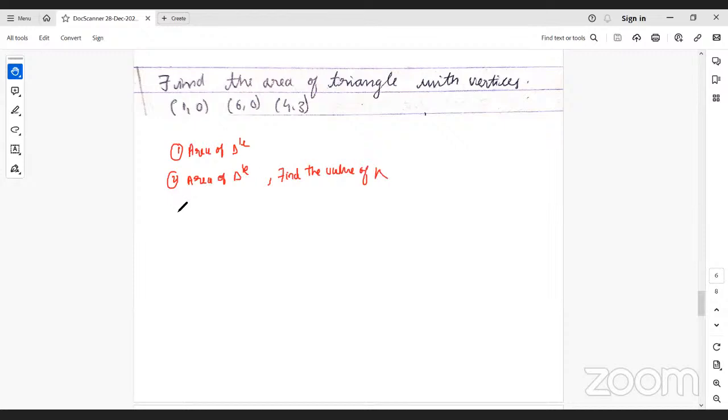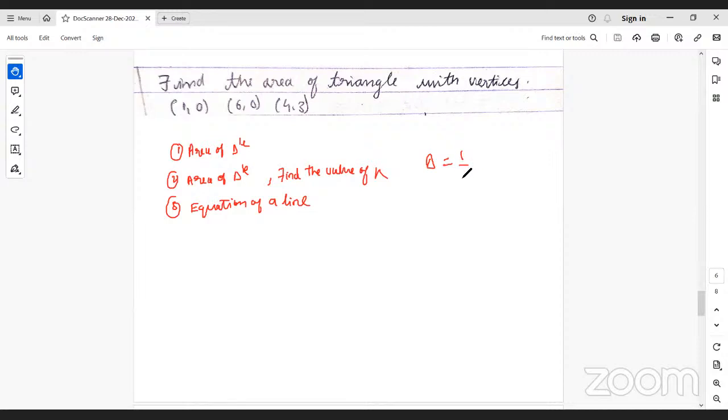This is the second type, and the third type is finding the equation of a line. But for all three examples we are using a similar formula. We are using the same formula, that is, the area of a triangle.